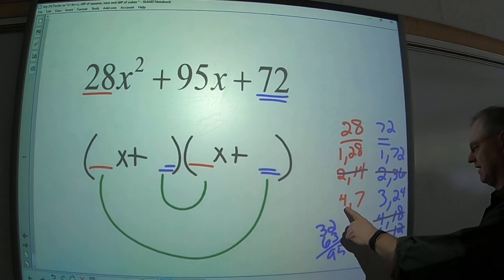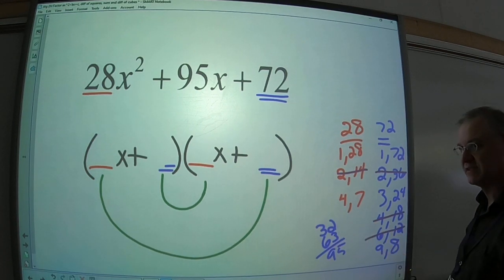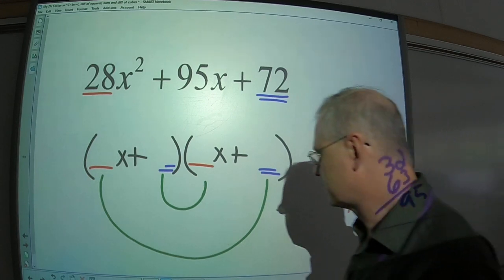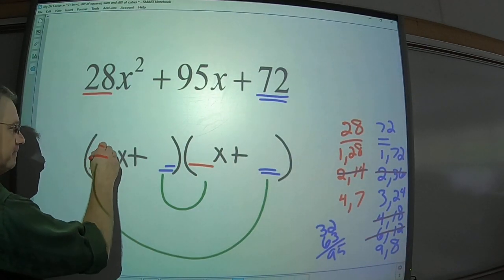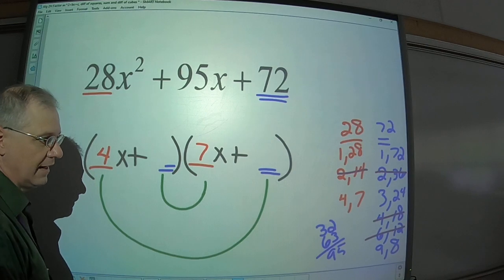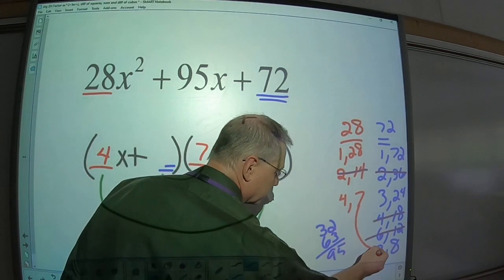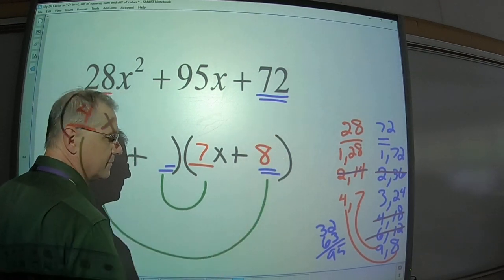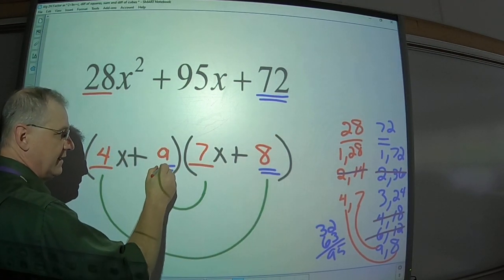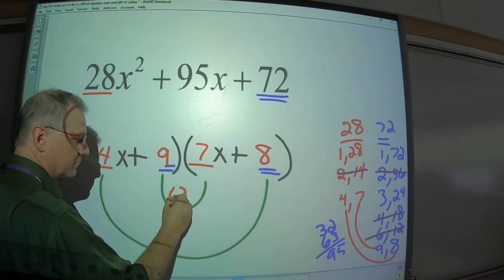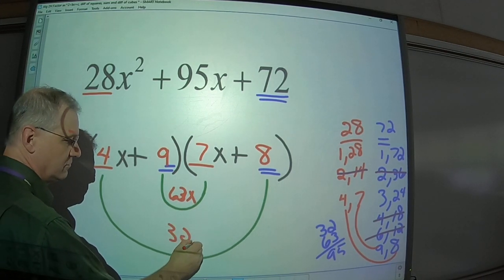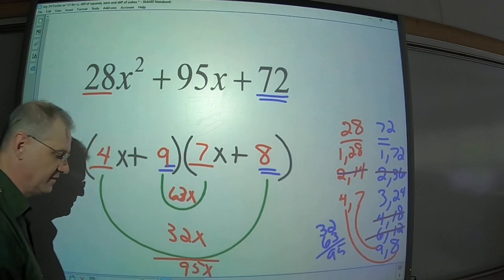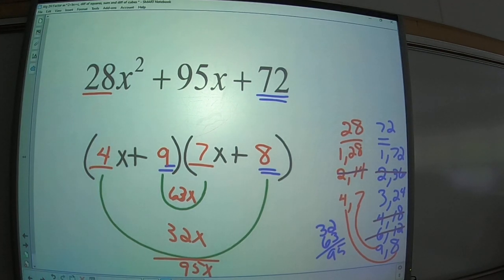Now, I probably should have done 36 and 56 and found, oh, nope, that doesn't work. But we got the right one the first time. 4 and 7. And then 7 matched up with the 9, 8 with the 4. So 4 and 8, 7 and 9 with 63x and 32x. That gives us our 95x. And there is our answer for that problem.